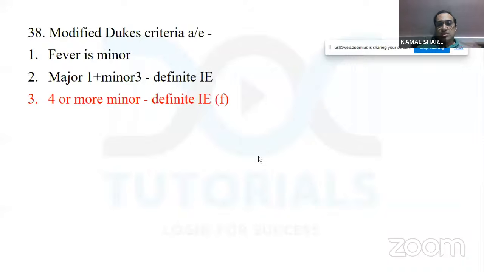Duke's criteria was a question from infective endocarditis. Again, usually you will get one question from IE, and four or more minor criteria as a definitive infective endocarditis was the wrong answer. Fever is a minor criterion. One major, three minor, definite are all correct. We all know four or more is not the criteria. You can choose five minor criteria, but not four or more minor.